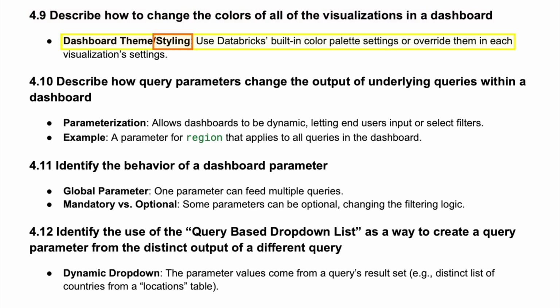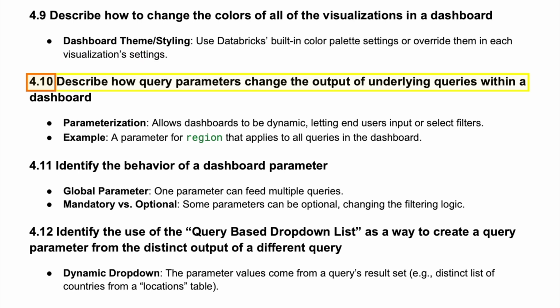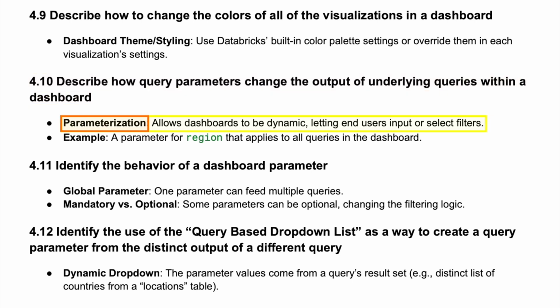Dashboard theme styling. Use Databricks built-in color palette settings or override them in each visualization's settings. 4.10 Describe how query parameters change the output of underlying queries within a dashboard. Parameterization allows dashboards to be dynamic, letting end users input or select filters. Example, a parameter for region that applies to all queries in the dashboard.